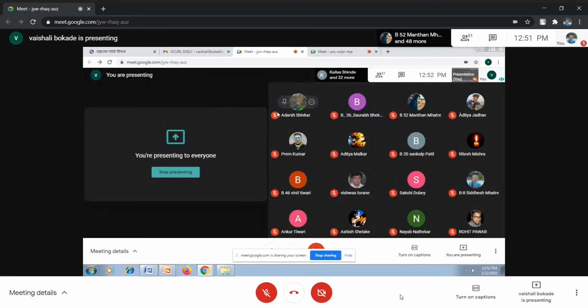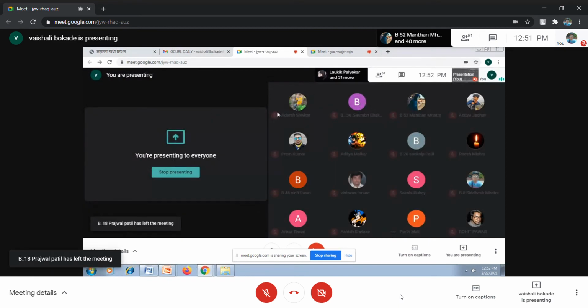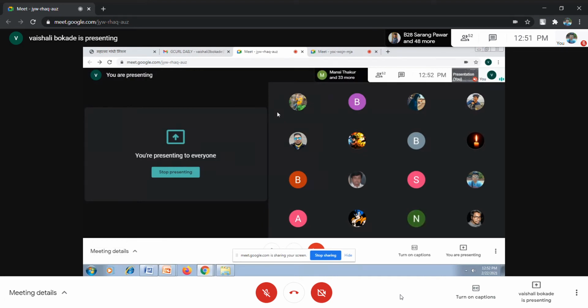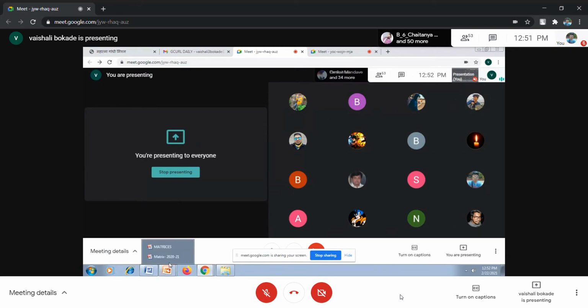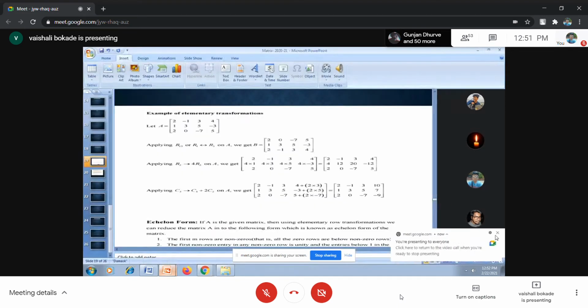Before how to go for row and column transformations, there are certain steps to go for. How I am going for the steps, that we are going to study. Before that, what is the echelon form of a matrix, that I am going to explain, and how to go step by step to search the rank. And now I am going to my PPT again, explaining by my PPT. So my screen is visible here, I hope.